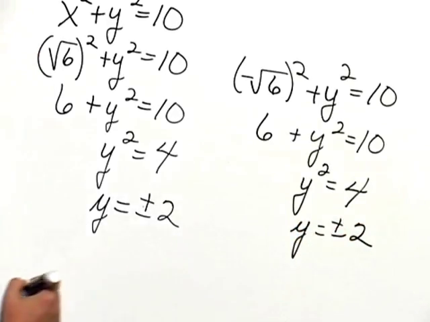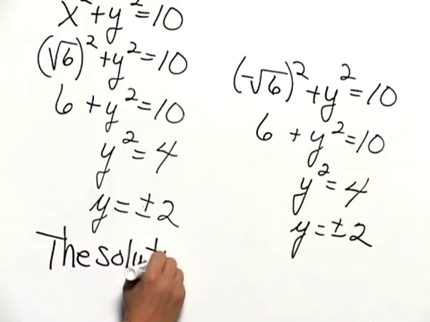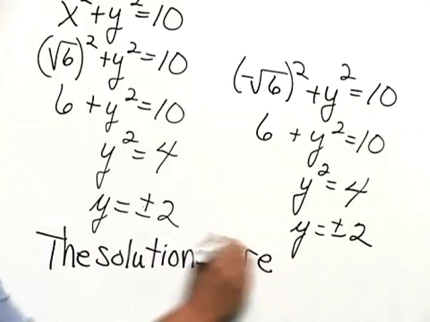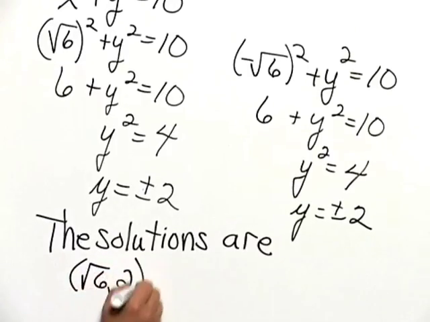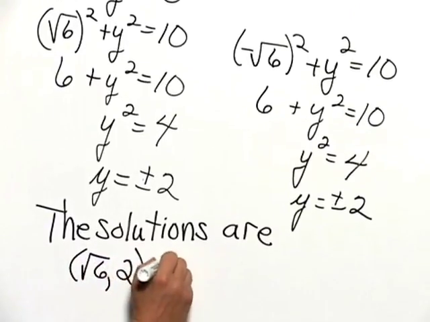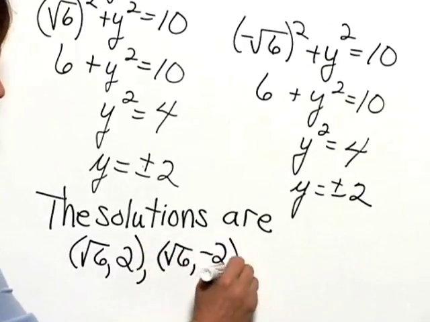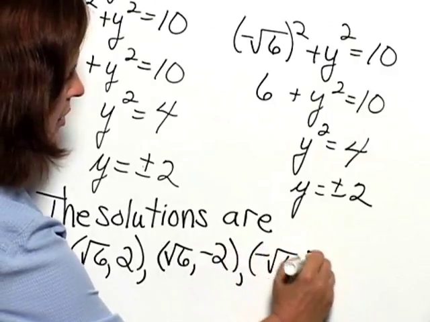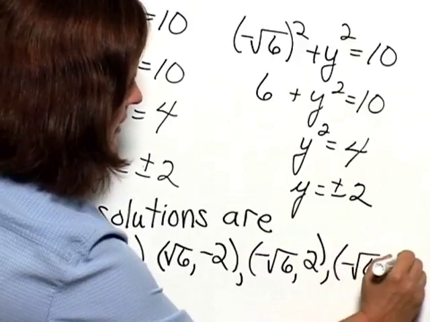So what we end up with is 4 ordered pairs. And we have to list all 4 of those separately. The solutions are, we have square root of 6, 2. And the square root of 6 also went with negative 2. So that's 2 ordered pairs. And then negative square root of 6, 2, and negative square root of 6, negative 2.